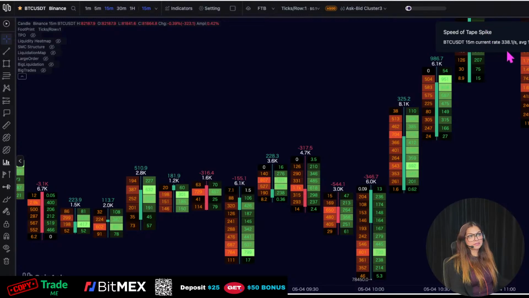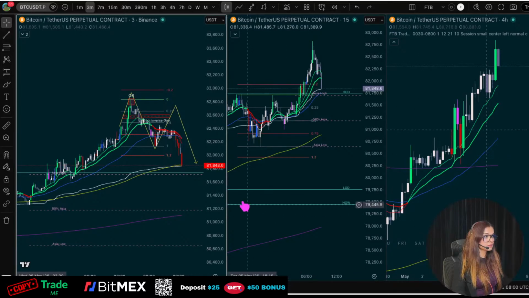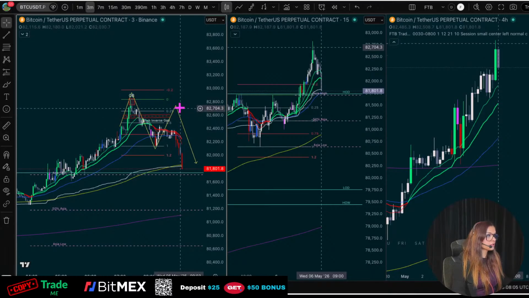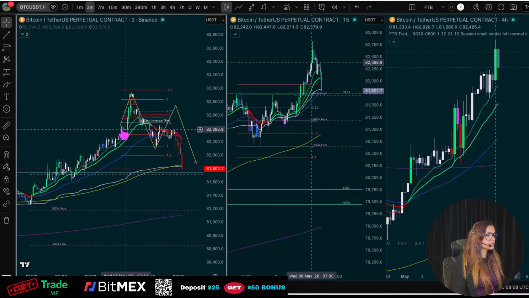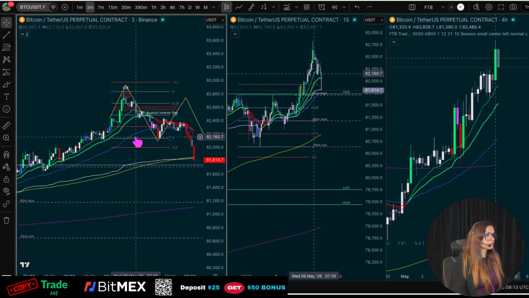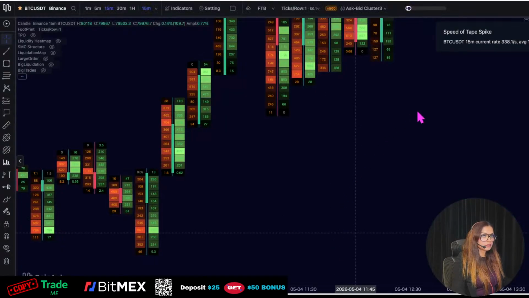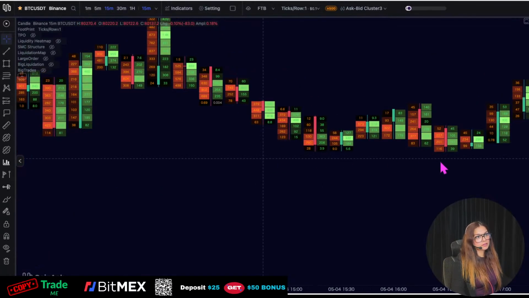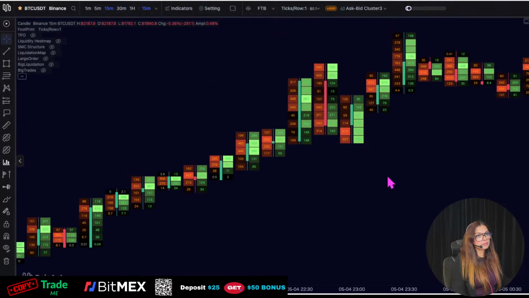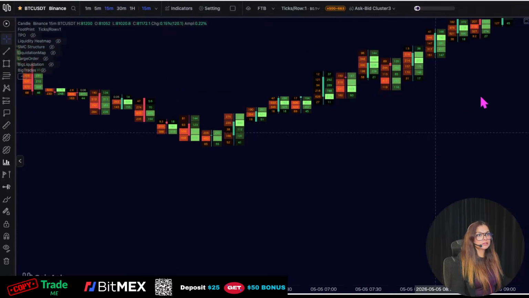Now we have a speed of tape 338, average is 158. So something is happening. Let's just go look at price. There we go. Yeah. All right. So we then come back to test up here to fill in this little gap. Instead, we're going down. Oh my gosh. Okay. Let's go back to current price because that is what is most interesting. If you're in a long, you might want to protect your longs. New York is in 22 minutes.